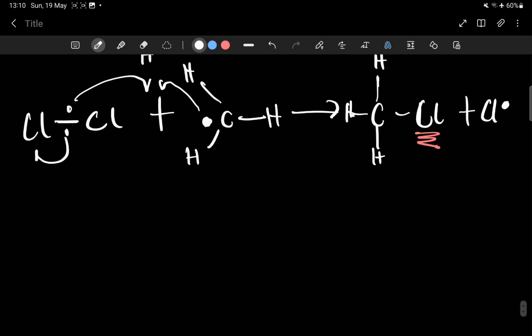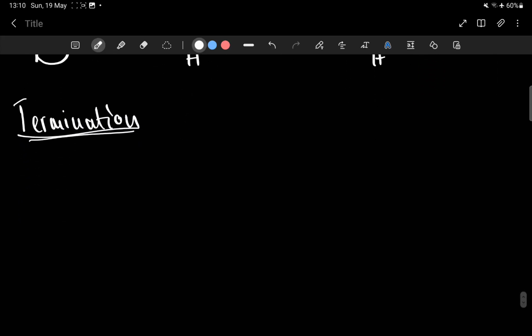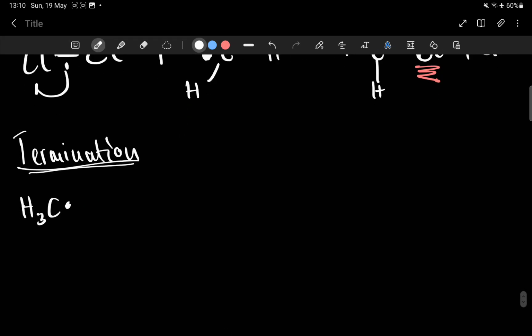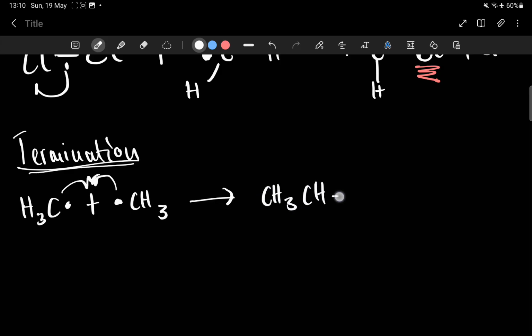Now we can go to the termination. Okay, now we can go to the termination stage. Okay, termination stage, what's going to happen is just 2 radicals will meet. So let's have them. So we could have written it as CH3 radical. Instead of putting it in this format, you can just write it as CH3, then put the radical here. You can do that. Okay, so CH3 radical is going to meet another CH3 radical, and they are going to terminate each other. What will we end up having? We are going to end up having a CH3CH3.